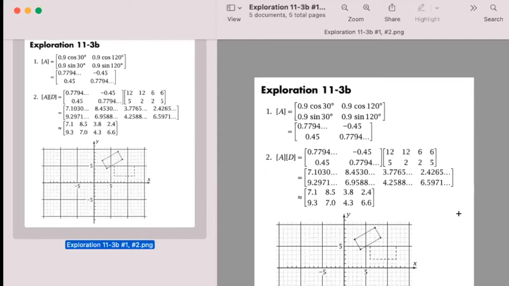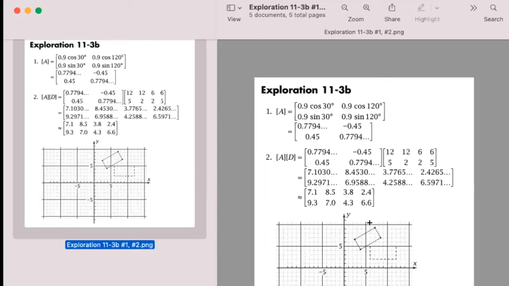Okay. If you put these into your calculator, these are the numbers you would get back. And if you had set it so that you only saw one decimal point, you would get this. And this is what's actually graphed here. The first point is 7.1, 9.3. So here's 7, a little bit more than 7, and a little bit more than 9 over here.